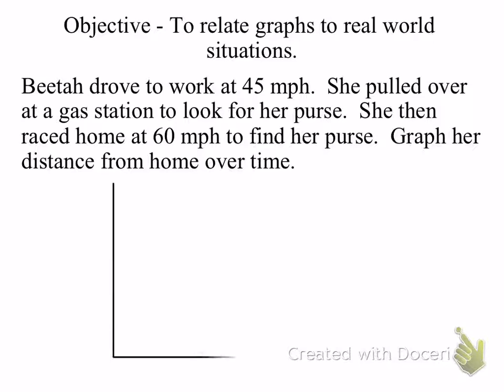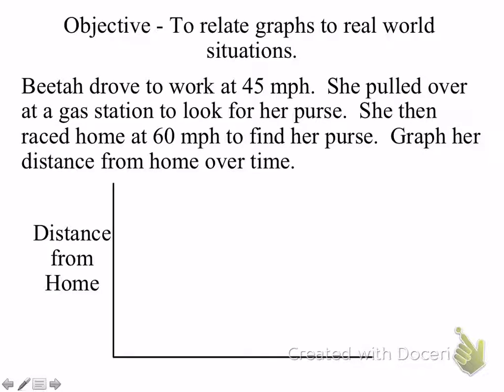As we create these graphs, the one thing to remember is that your graph means nothing without labels. We know that the line that goes on the horizontal axis is the X-axis, and we're also going to label the vertical axis the Y-axis. And then we also need words, because if it's a story, we've got to relate it. The graph is a picture of the story. So our Y is our distance from home, and our X is our time.